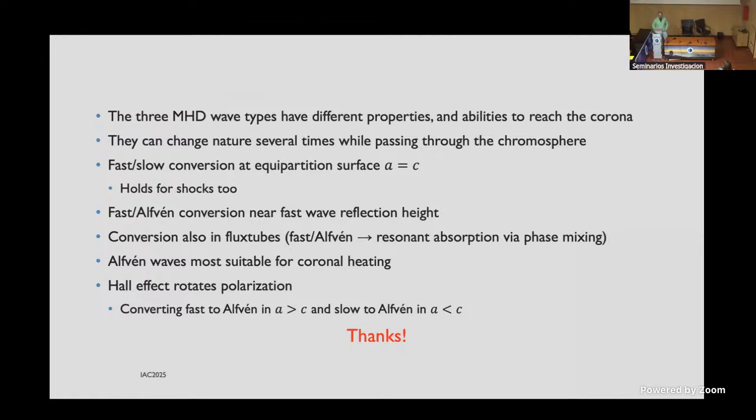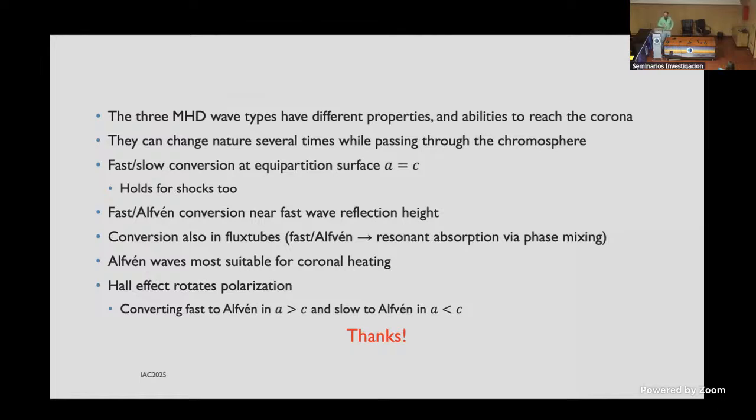So the fast-slow conversion happens where the sound and Alfvén speeds are equal. That's almost exactly the same as where the plasma beta is equal to 1. Slightly different, but almost exactly that point. The fast Alfvén conversion happens near where the fast wave reflects. So that's typically up a little bit higher.